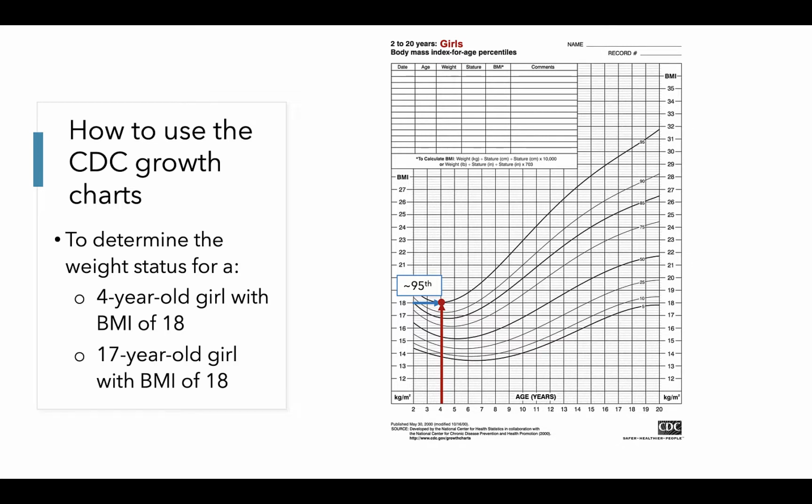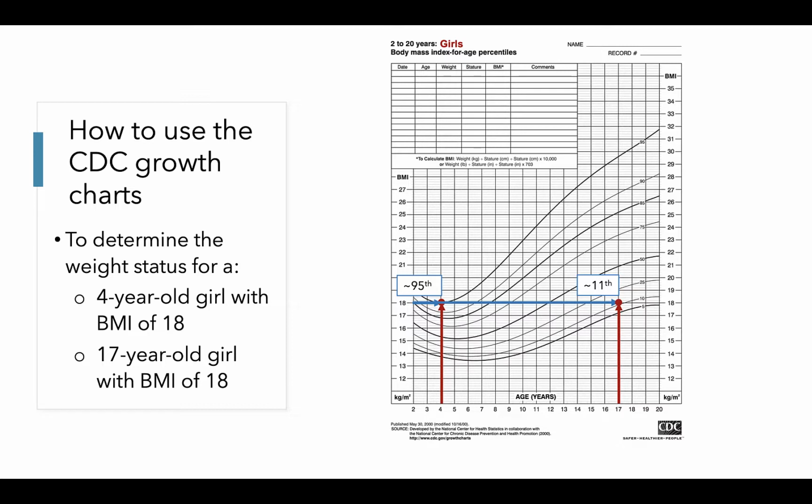One more example. If we have a 17-year-old girl with a BMI of 18, we would find her age on the x-axis, her BMI on the y-axis, and we see the intersection of these two points is at the 11th percentile. So note that these two girls have the same calculated BMI of 18, but their BMI percentile is very different, the 95th versus the 11th. This is a great illustration of these developmental differences in how we interpret BMI. For a 4-year-old girl, a BMI of 18 represents a very high weight status relative to age and sex-specific peers.